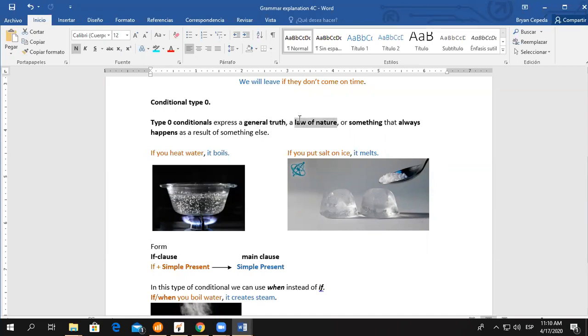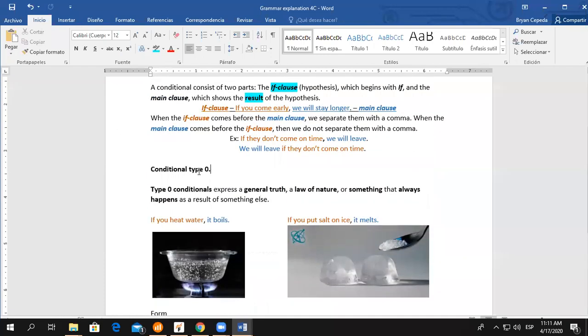A law of nature. What is a law of nature? It is something that will happen because it's the law. I'll give you the examples later. Or something that always happens as a result of something else. So we have these three cases here.